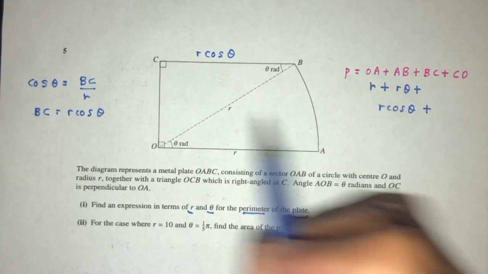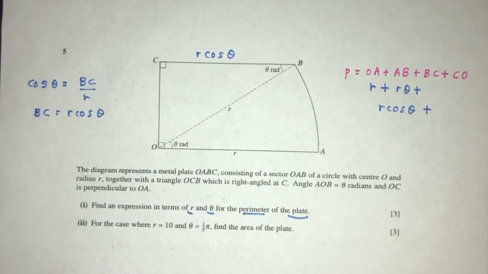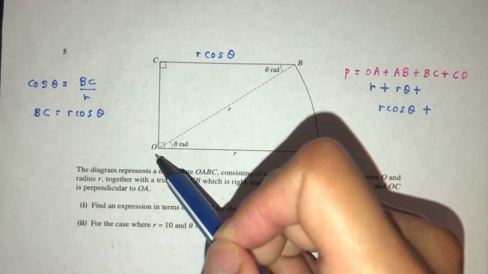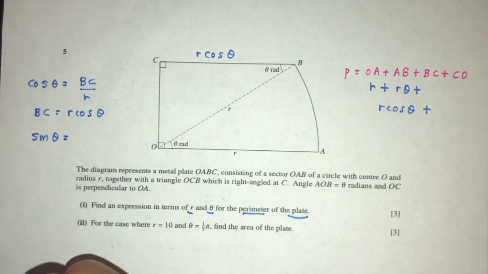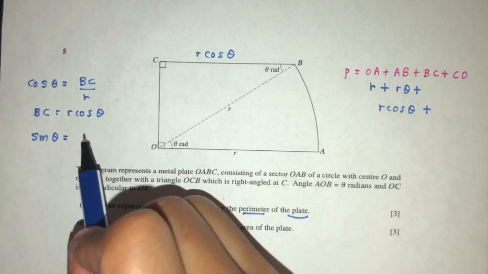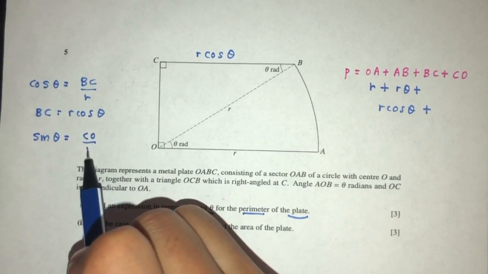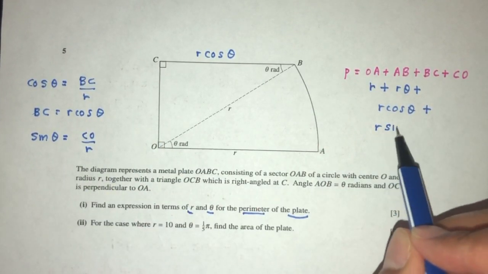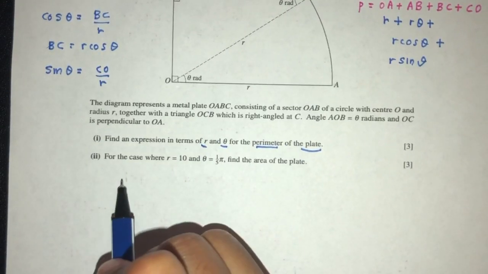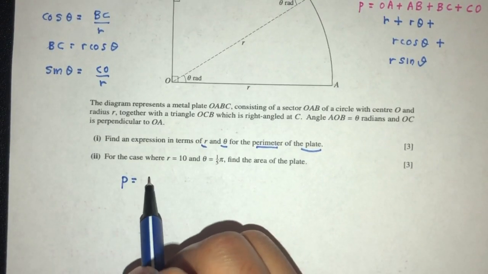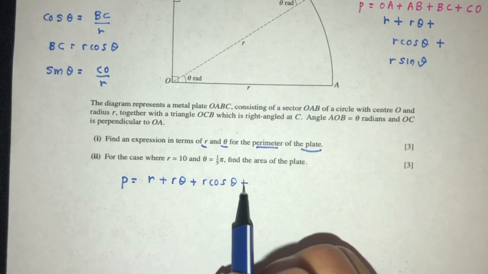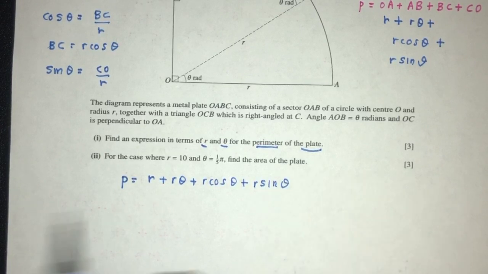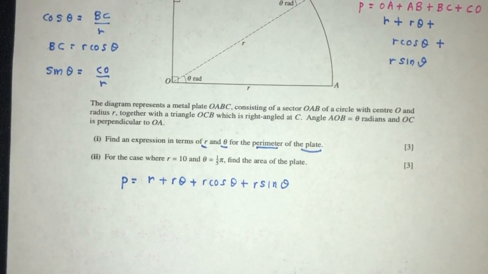Now what is the value of CO? CO is this one. So again, we can use SOHCAHTOA. Here we have the opposite side, and here we have the H side. We can use sine. Sine of theta will be the opposite side, CO, over the value of R. So CO will be R sine theta. So finally, the perimeter is R plus R theta plus R cos theta plus R sine theta, in terms of R and theta. That will be part 1 of your question. If you want, you can also factorize R outside.